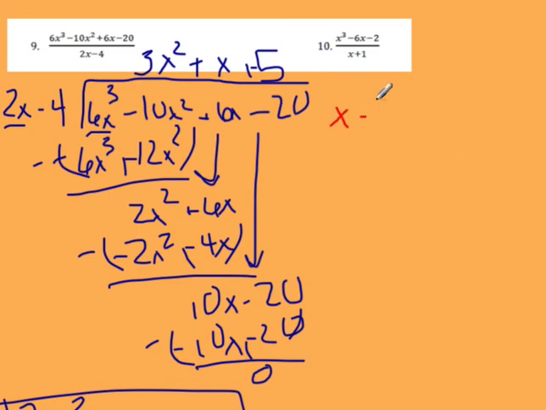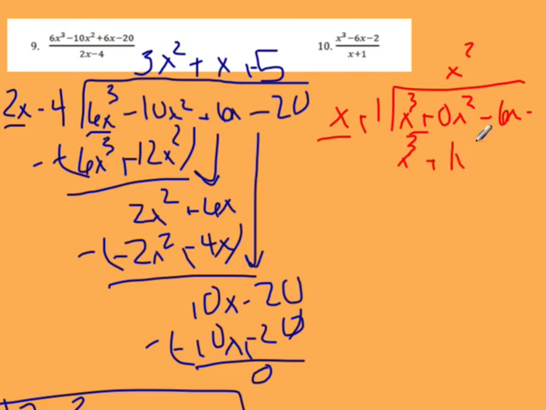So we have x plus 1, and then I thought that was an x squared. I can't really see on there. That's actually an x cubed, so we need to leave space for our x squared. And then minus 6x, and then minus 2. So let's go ahead and redo that. So what do we need to multiply x by to get x cubed? Well, that's going to be x squared. So we have x cubed plus 1x squared.